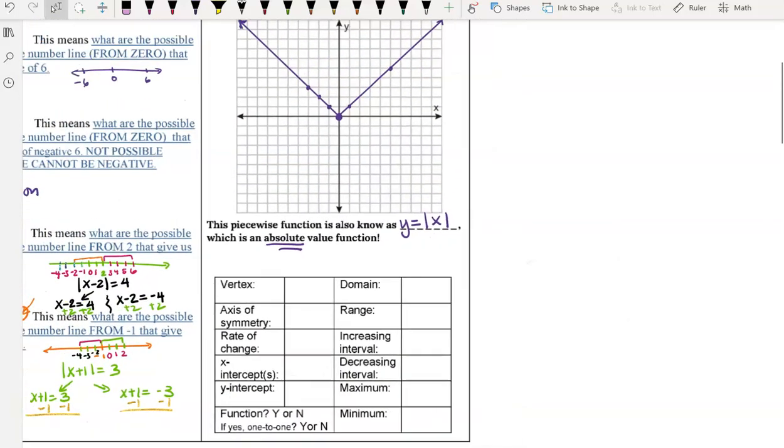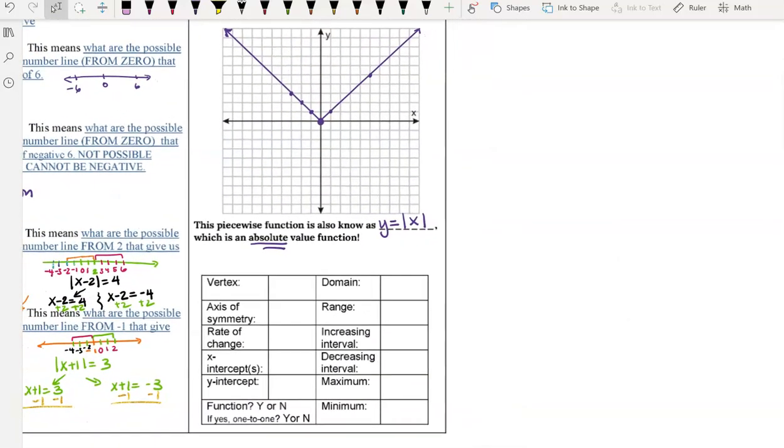Okay, so this absolute value function, students, has a vertex. Remember, vertex is the lowest point, and in this case, you can see that is at 0, 0. This is the vertex, and it's a point, so we want it to be x comma y. The domain of this is all real numbers, or in interval notation, negative infinity to infinity.